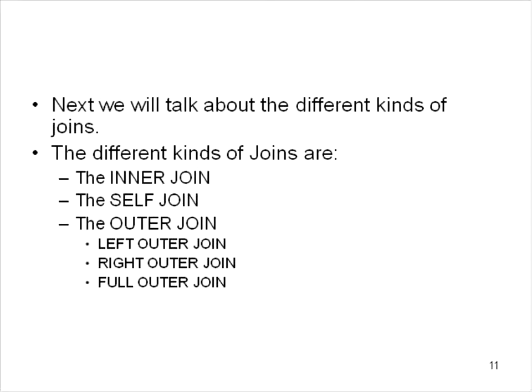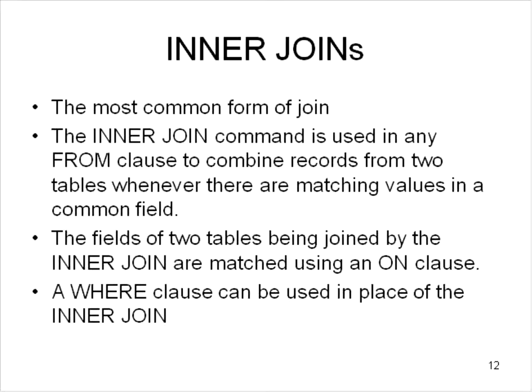Okay, the different kinds of joins. I'm on slide 11. You've got the inner join, you've got a self join, you've got an outer join. And for the outer joins, there are 3 different kinds. You've got the left outer join, the right outer join, and the full outer join. Okay, so we're going to start off by talking about the inner join. The inner join is the most common form of join, and that's the one that you're going to be using most often.